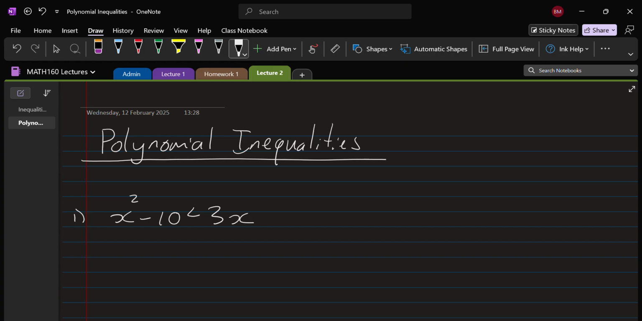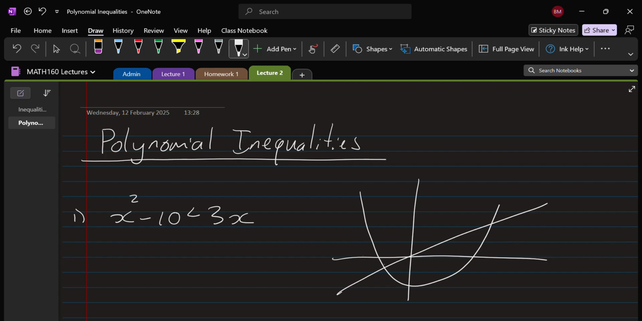So polynomial, right, x squared, it's more than linear. So what does this mean? We'll see this later on. You don't need to know it for now. But if we were to sketch these two graphs, x squared minus 10, that's going to be something like that, and 3x, something like that.